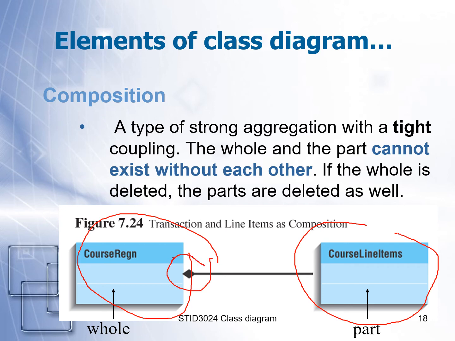So let's say you decided that you do not want the course registration class. When you remove it, automatically the course line item will be deleted as well, because it is very tight coupling. So be careful of that. Composition and aggregation have almost the same meaning. It's just that composition has a slightly different notation where the diamond is filled, and a stronger relationship, meaning that if one is deleted, the part is also deleted as well.